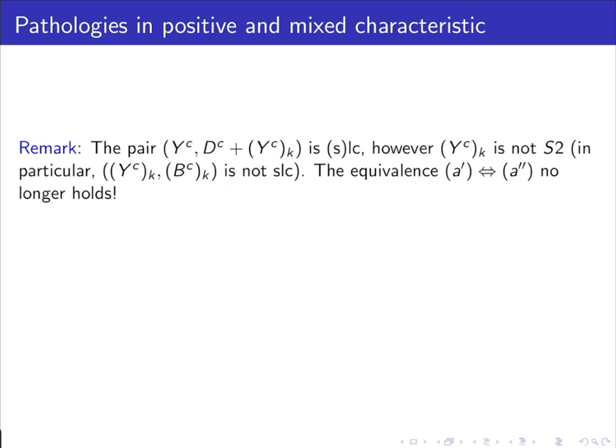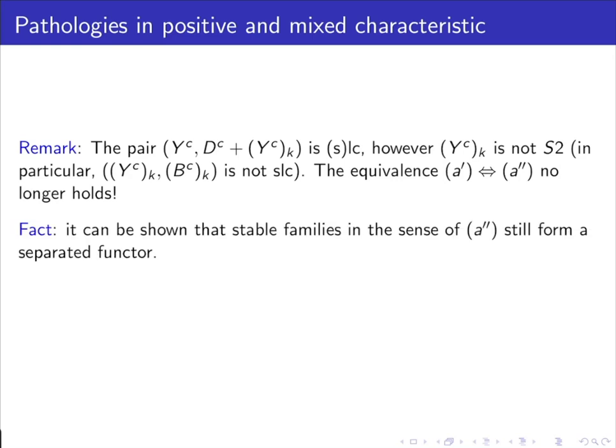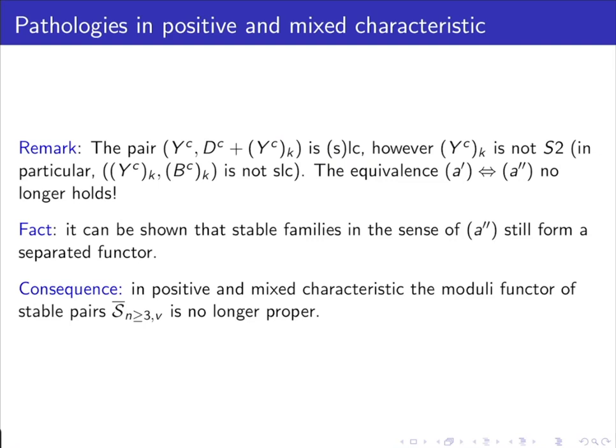And so this has some strong consequences, because it turns out that the functor of stable families in the second sense, the one where stable means that this condition, this pair being SLC, is satisfied, is still separated. But what it then means is that this functor cannot be proper, because this pair is the only possible limit that you can admit working with stable families in this sense, but it is not a stable pair itself. So you get a non-proper functor now, and this is a bit annoying because typically one wants to work with moduli spaces that are compact.